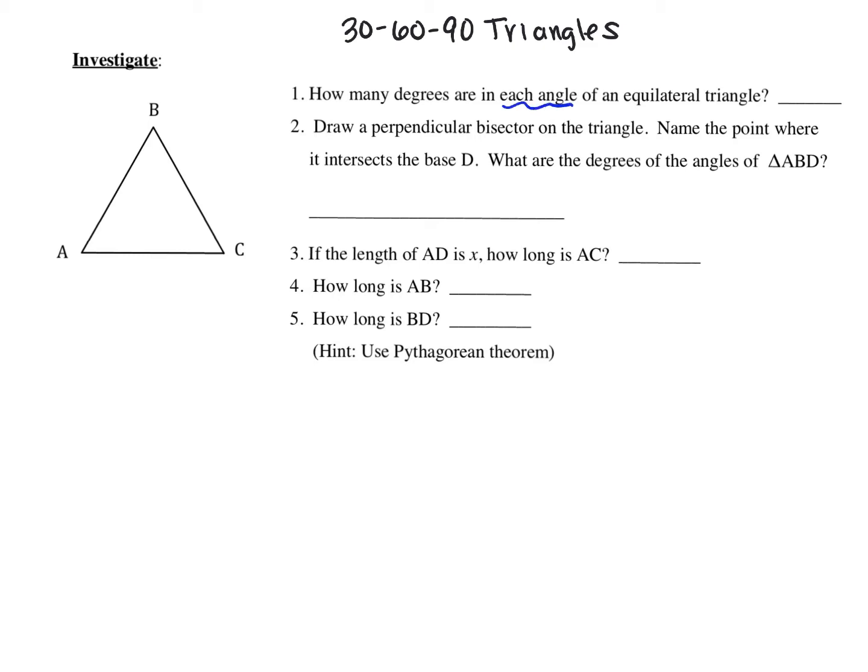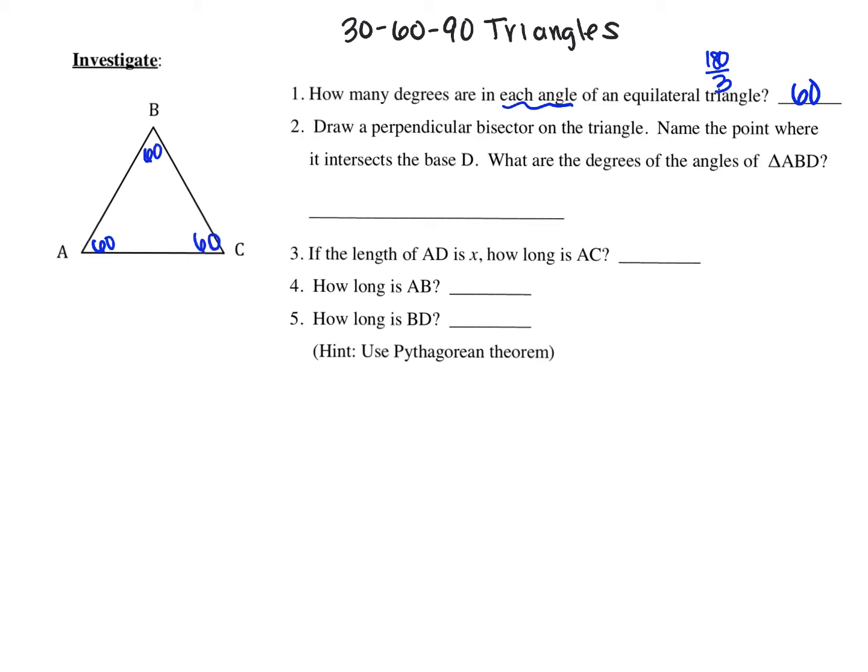of an equilateral triangle. So if you look at the triangle that we have on the left-hand side, triangle A, B, C, we want to know what angle A is, what angle B is, and what angle C is. So we know that a triangle has 180 degrees. If I divide that by 3, that means each angle is going to be 60 degrees.